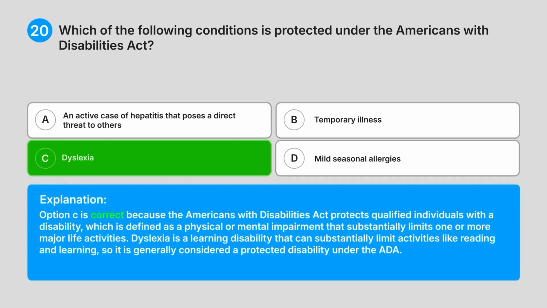Explanation. Option C is correct because the Americans with Disabilities Act protects qualified individuals with a disability, which is defined as a physical or mental impairment that substantially limits one or more major life activities. Dyslexia is a learning disability that can substantially limit activities like reading and learning, so it is generally considered a protected disability under the ADA.